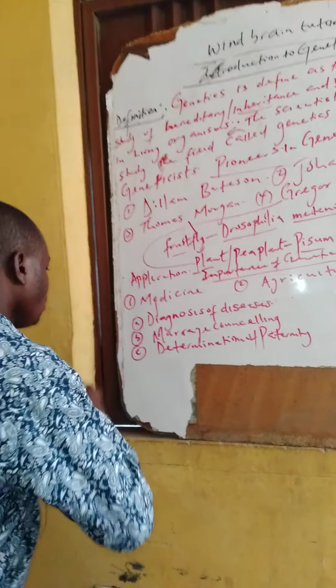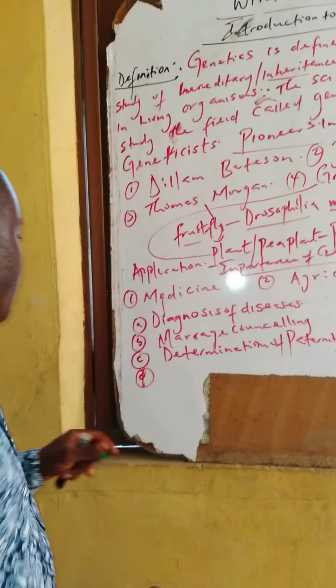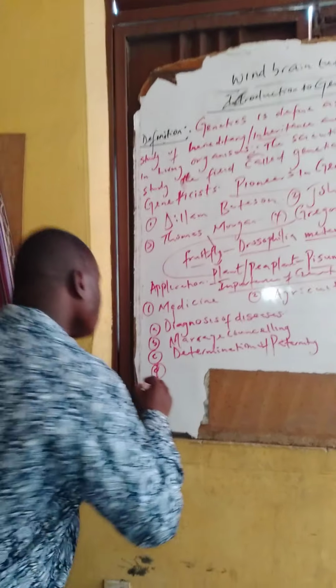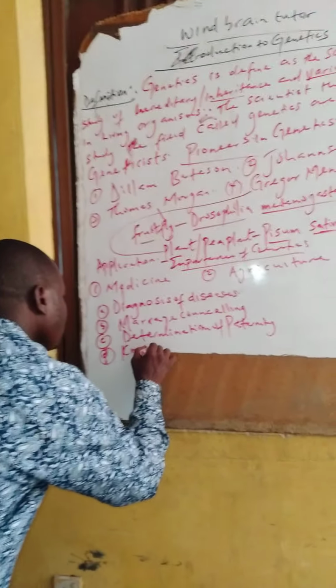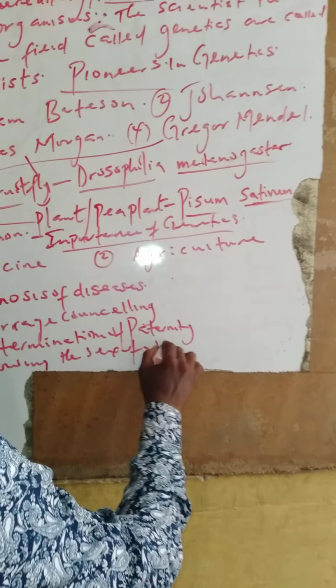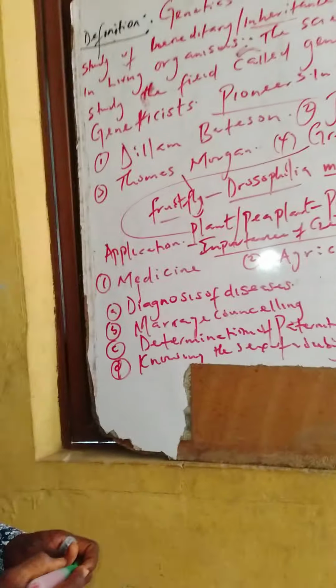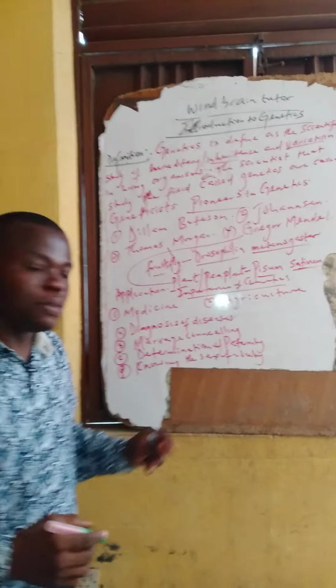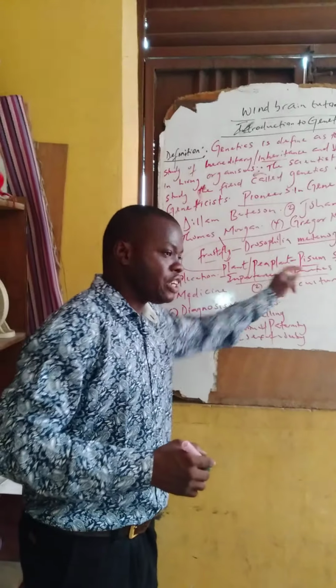So number 5, we have what we call knowing the sex of a baby. You can know the sex of a baby through the ability of genetics.